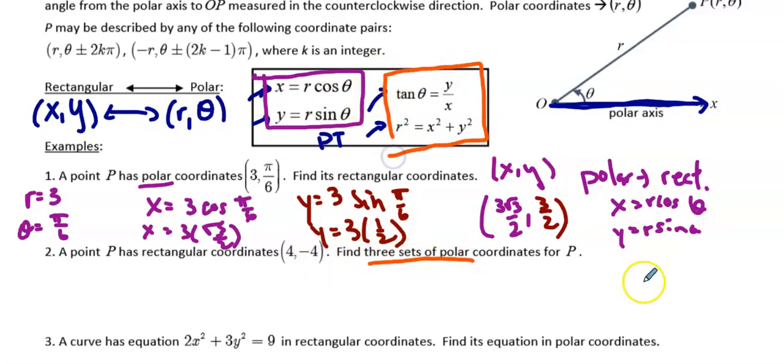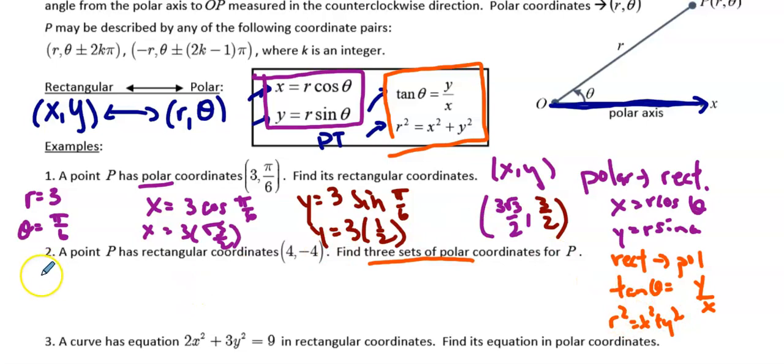So if we want to go from rectangular to polar, then we're going to use the equations that tangent of theta is going to give us y over x. Let's erase that and make it better for us. And you know this because of what's given to you. We have our y and our x, so we can easily find theta. And then we know that r squared equals x squared plus y squared to find our r. So let's find the r first.